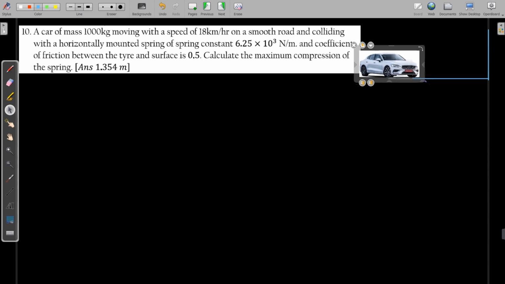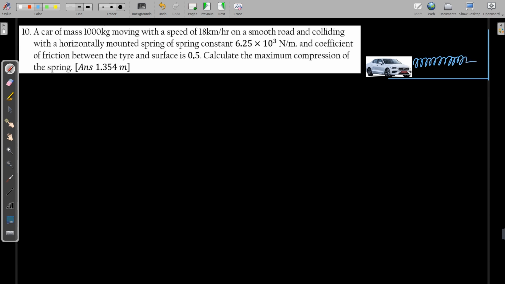So this car is moving with a speed of 18 km per hour on a smooth road and colliding with a horizontally mounted spring. So how does a horizontally mounted spring look like? This is a horizontally mounted spring. Okay. Now the spring constant given is how much? 6.25 times 10 to the power 3 Newton per meter, and the coefficient of friction between tire and the surface is 0.5.